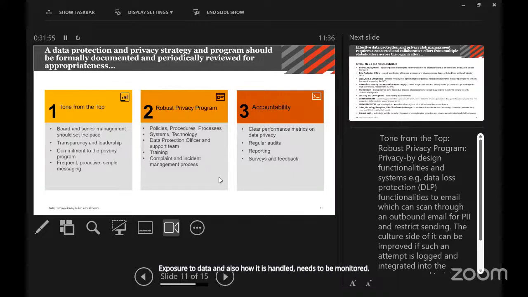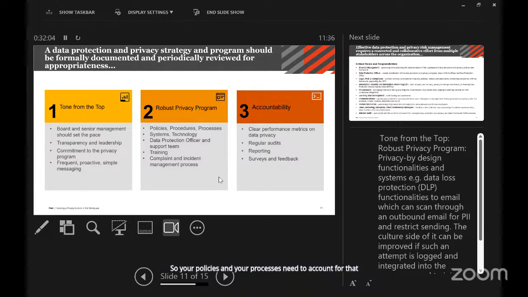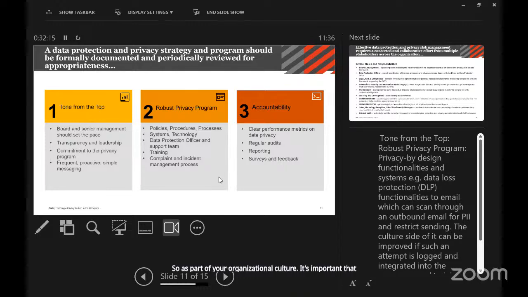There's also a need to report. Reporting is very important when it comes to accountability. So your policies and your processes need to account for that. So it's both the internal reporting in case of incidents, but also reporting to the regulator. So as part of your organizational culture, it's important that reporting is encouraged and emphasized. Do not prohibit the culture of reporting, because it's central to knowing what has happened and what can be done to avoid it in the future.